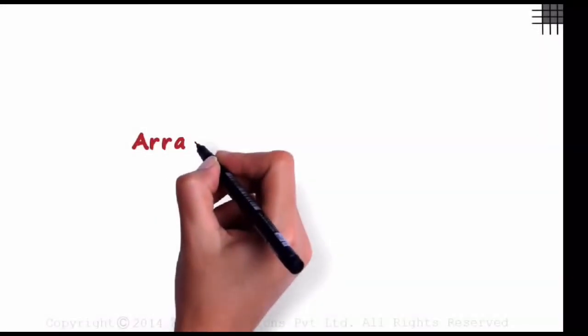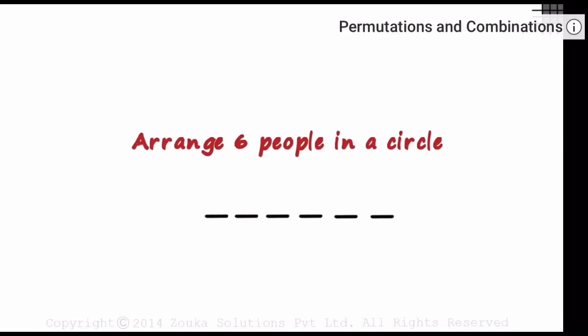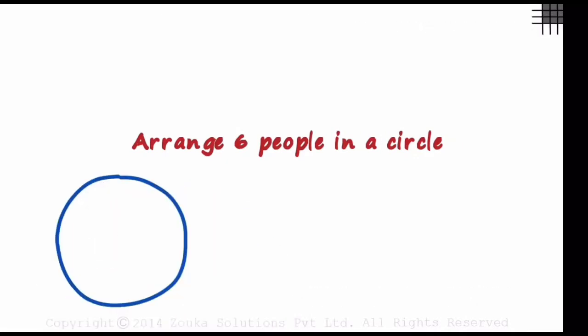In how many ways can we arrange 6 people in a circle? Yes, we have seen problems in which we have arranged people in a row. But this time, we have to arrange them in a circular fashion. 6 people will be seated like this. In how many ways can we arrange 6 people around this circle?